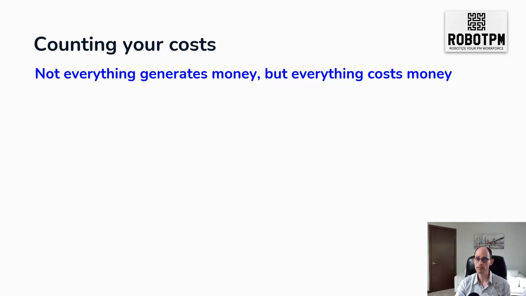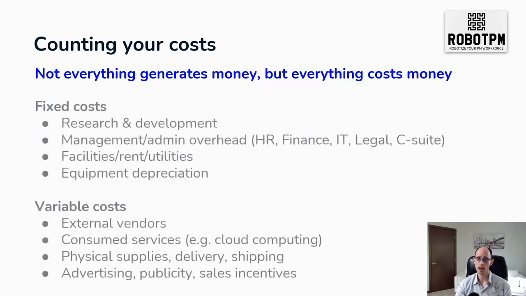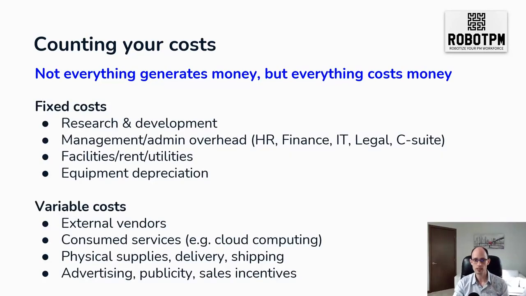But beyond R&D, other fixed costs include management overhead. That's the various business functions that every company needs. The cost of our facilities and utilities, think of things such as office space and labs, and the gradual loss of value of the company's equipment, which is what accountants call depreciation.